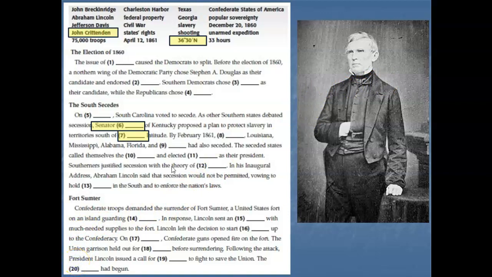As time goes on, by February of 1861, there are 2 more states that also secede. You can have them in either order. The answer would be either Texas or Georgia. I will show you the order in which it happens. Actually, Texas becomes one of the last of the original 7 states to secede. The seceded states call themselves the Confederate States of America.